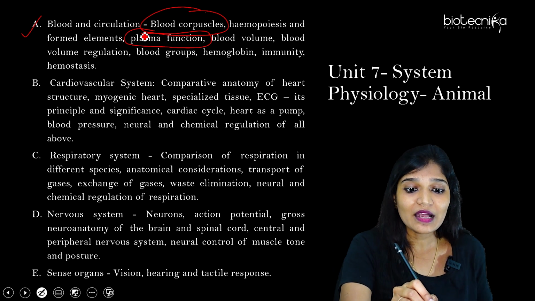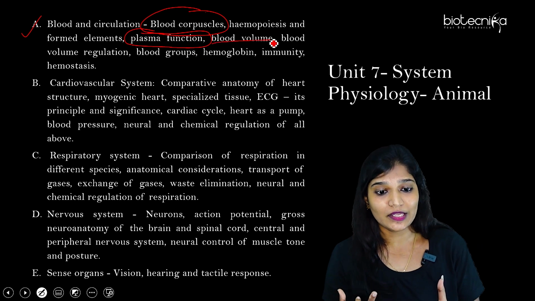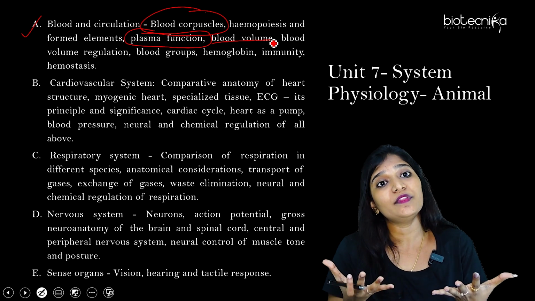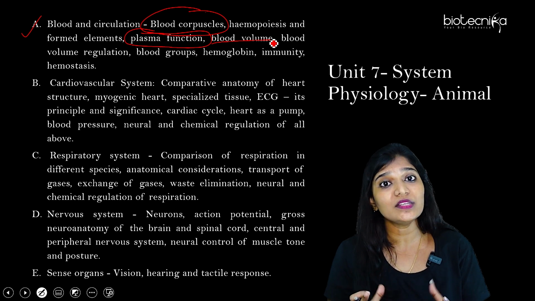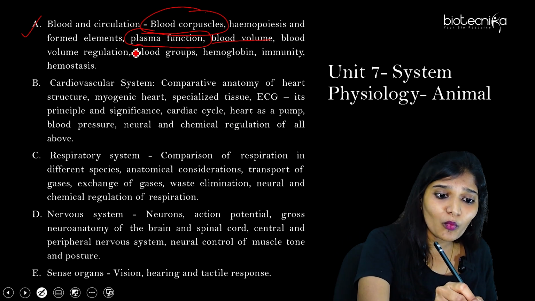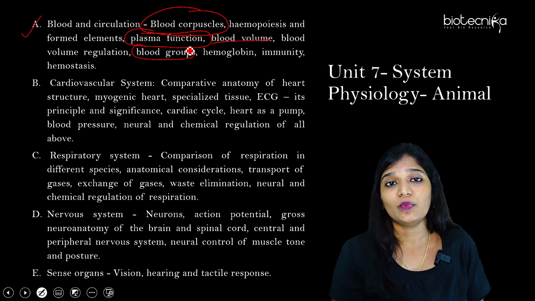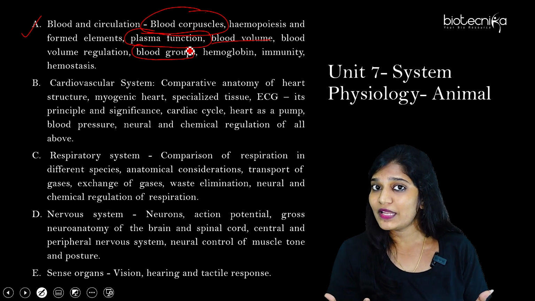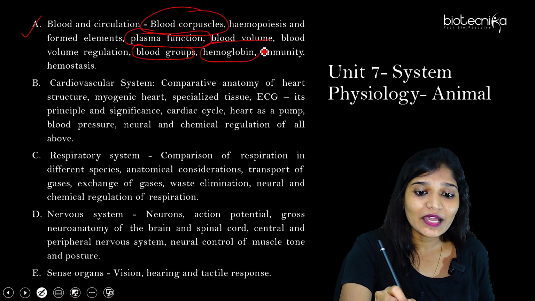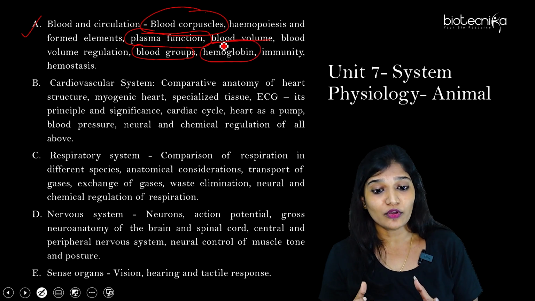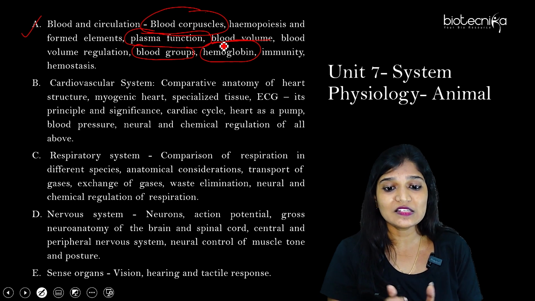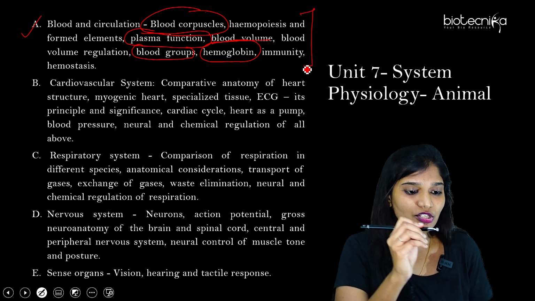serum, and how much blood volume is actually present, what happens if the blood volume is increased, what happens if it is decreased, and how blood volume is regulated in our body. What are the blood groups? We'll be talking about the ABO blood group, the Rh blood group, all these things in detail. Along with that, we have to understand hemoglobin, and we will also be talking about immunity and homeostasis in detail in this unit.